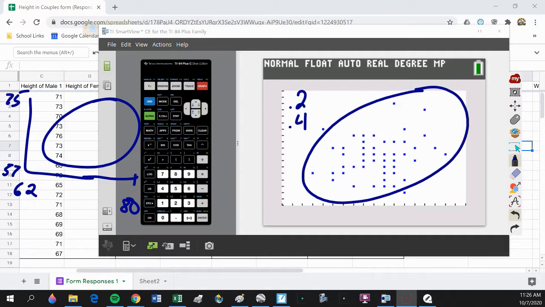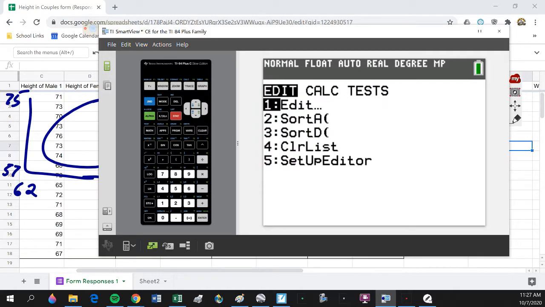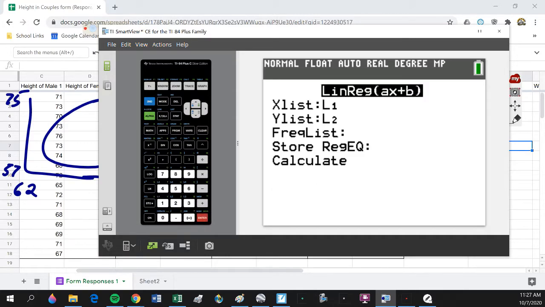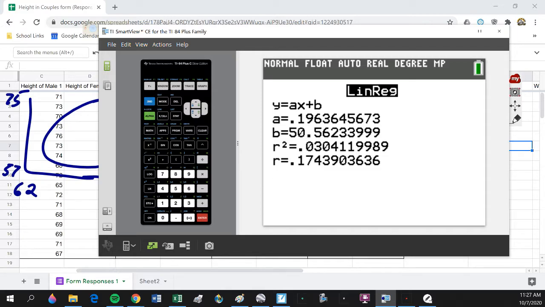Okay. Well, we can ask the calculator what the R value is. And some of you are going to end up with a different R value because you didn't quite get all the points in right, or maybe I didn't. I don't know. So push stat, calc, and we want to do number 4, linear regression. And go down to calculate. And I get an R value of 0.17. What is yours?